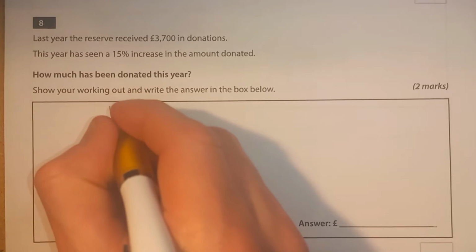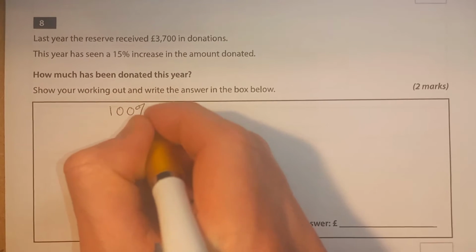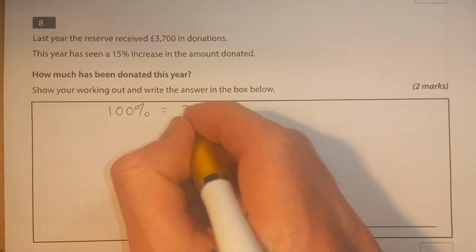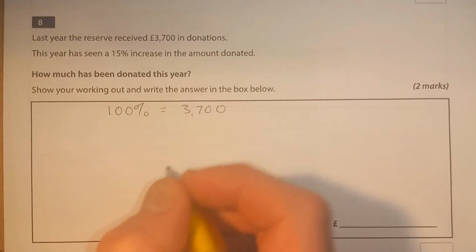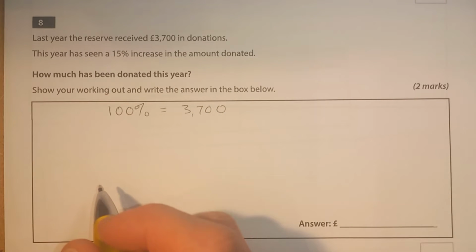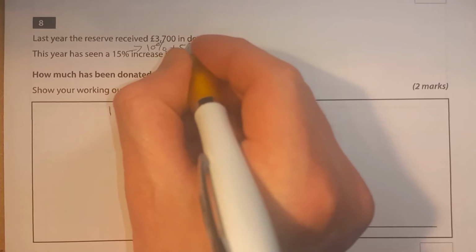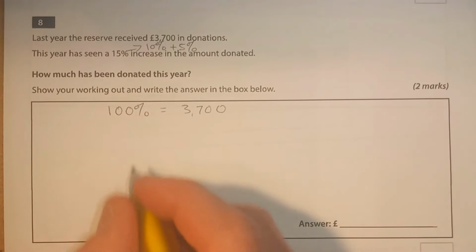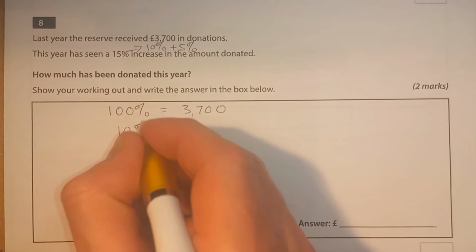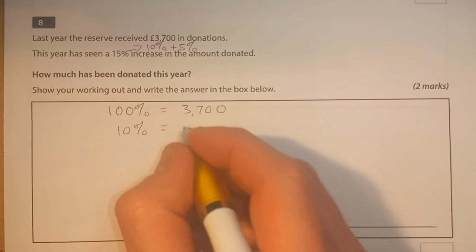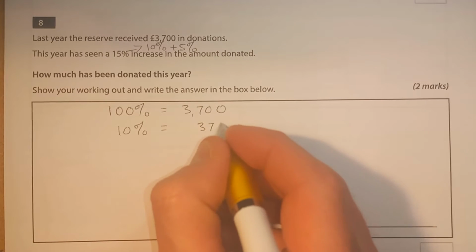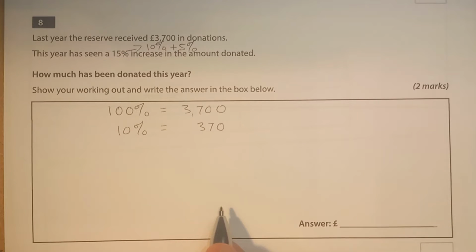So with percentages, we're going to think, well, 100% is 3,700. If I want 15%, I'm going to think, well, 15%, that's going to be 10% plus 5%. So for 10%, that's nice and easy. I can just take a 0 off. So that's going to leave me with £370.